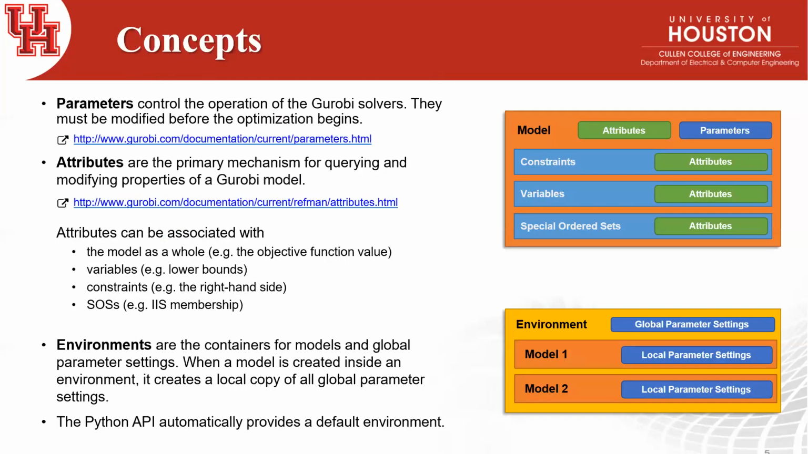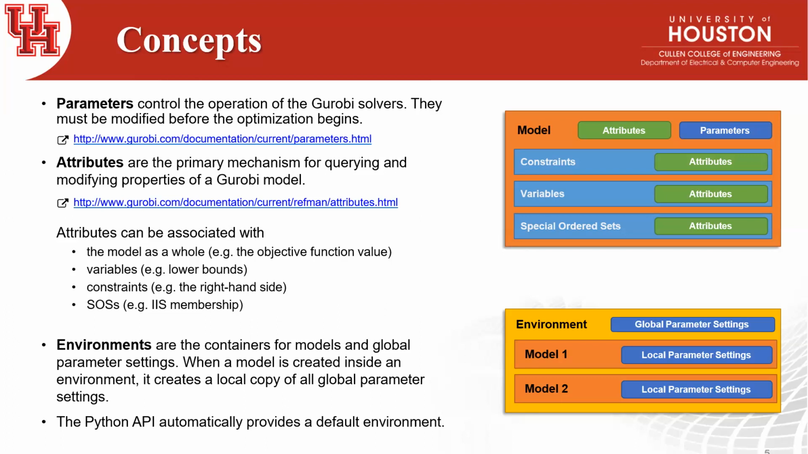We also have some concepts for Gurobi. The most important are parameters and attributes. Parameters tell Gurobi how to run the problem, and attributes describe what the problem looks like. You can look at the two figures on the right. We have a model that has attributes and parameters.